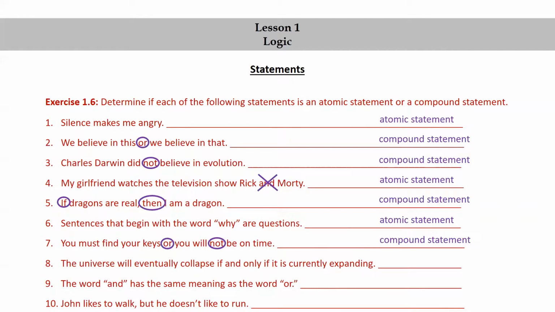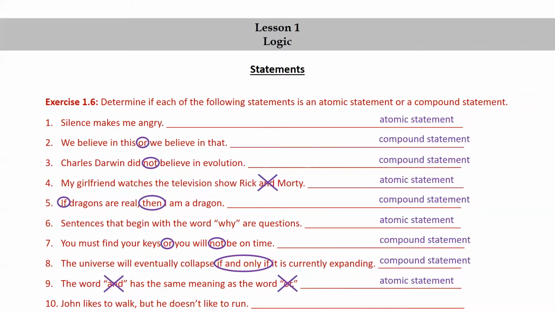The universe will eventually collapse if and only if it is currently expanding. This is a compound statement. The logical connective being used is if and only if. The word and has the same meaning as the word or. This is an atomic statement. And and or are not being used as logical connectives in this sentence.